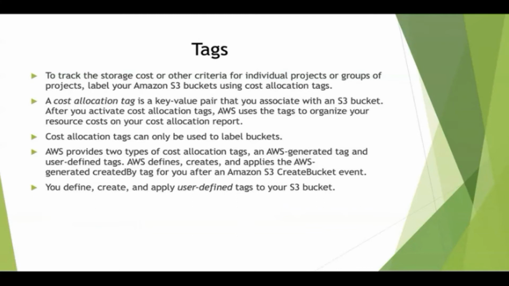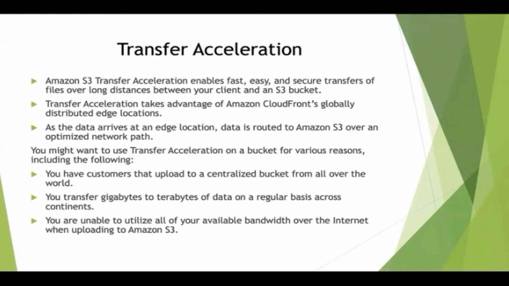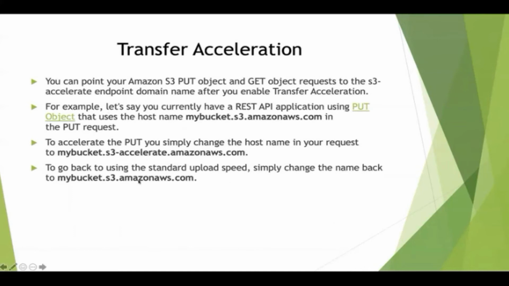Okay. So when it comes to transfer acceleration, it's mainly used to accelerate your speed of get request and put request to your S3 bucket. So ultimately, when you enable transfer acceleration, you get an endpoint which is called mybucket.s3-accelerate.amazonaws.com. So using this particular accelerated endpoint in your application, you'll be able to upload objects to an S3 bucket.